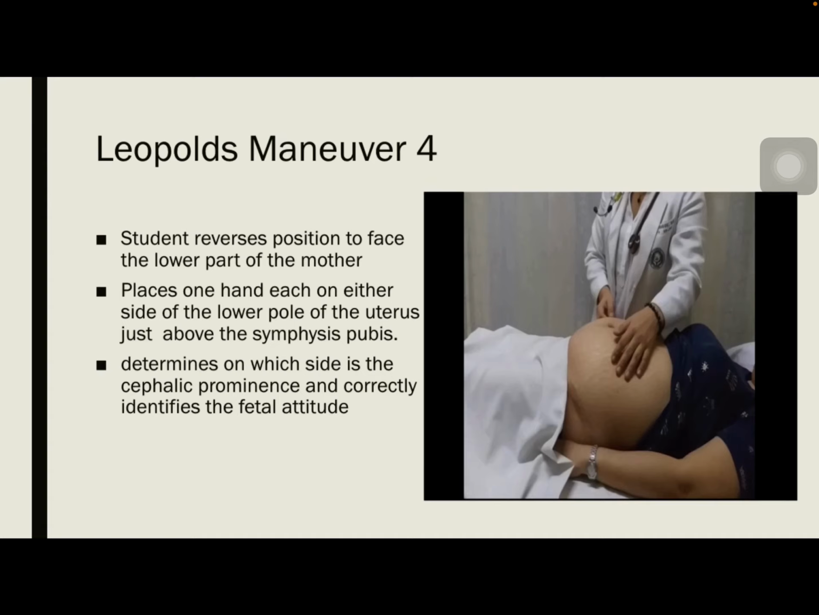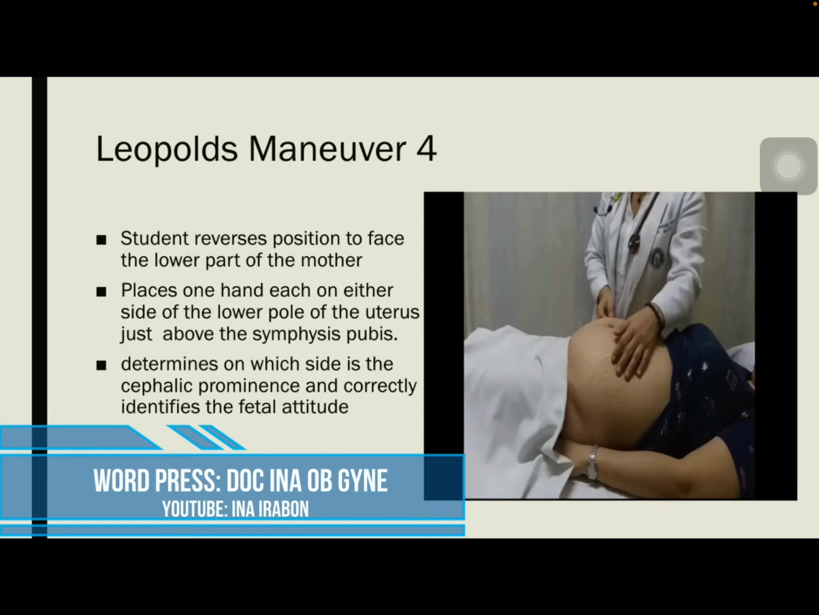If the cephalic prominence is on the same side as the fetal small parts, then the fetal head is in a flexed position. If the cephalic prominence is on the same side as the fetal back, then the head is in an extended position.